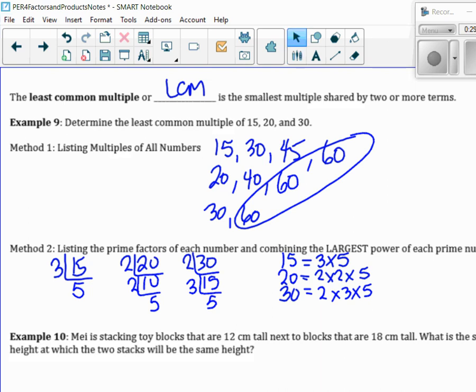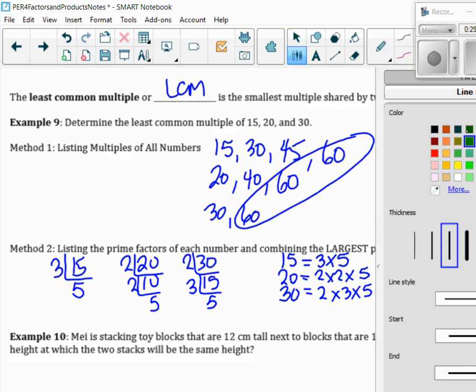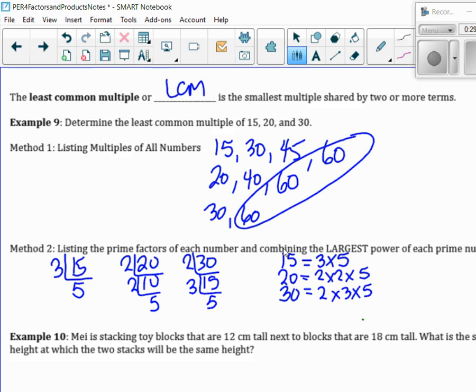Now what we're going to do is like we did with the GCF. Okay? What did we do? Yeah, we circled the common ones here, right? So what is that? The 5. Okay? And then what did we do? Okay, so now here's the difference. We just have to find multiples of each one here. So do you see what I'm saying? I have a 2 that's common and a 3 that's common here. Okay?